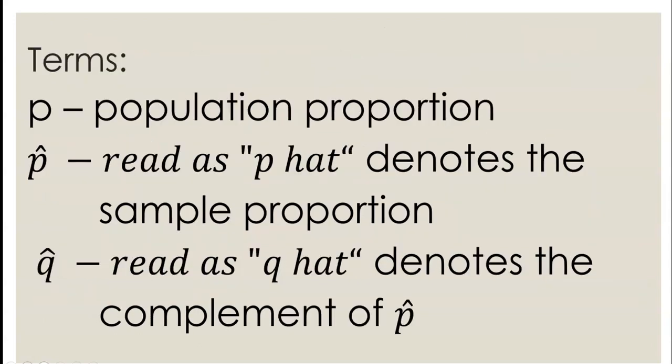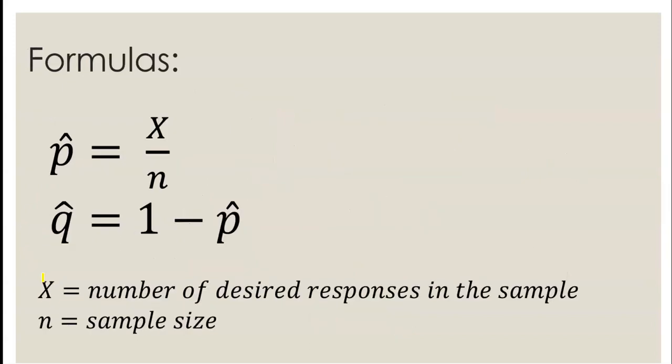Now let's get acquainted with the following terms in solving for the sample proportion. P represents the population proportion. The P hat denotes the sample proportion and the Q hat denotes the complement of P. The following formulas are used. For the sample proportion, we have X over N, and for the complement of the sample proportion, we have 1 minus the sample proportion, where X is the number of desired responses in the sample and N is the sample size.